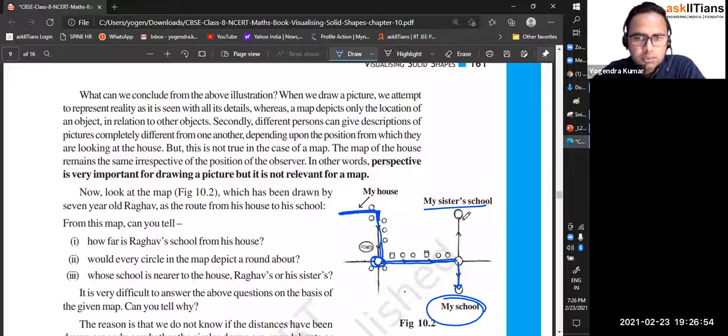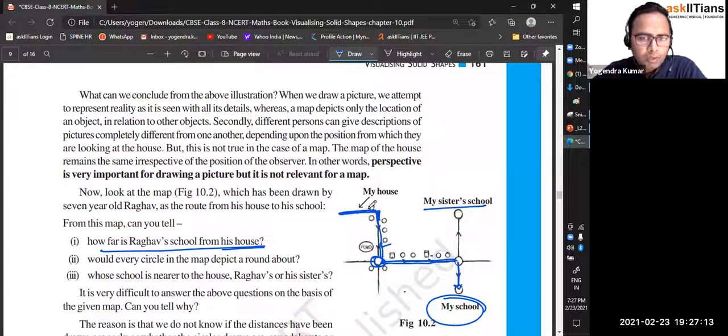Maybe your sister's school is there, like this, right? So these could be bus stops or different things. It could be a post office here and all, shops could be there, right? So many things are there, right? So now you need to find out how far Raghav's school is from his house, right?